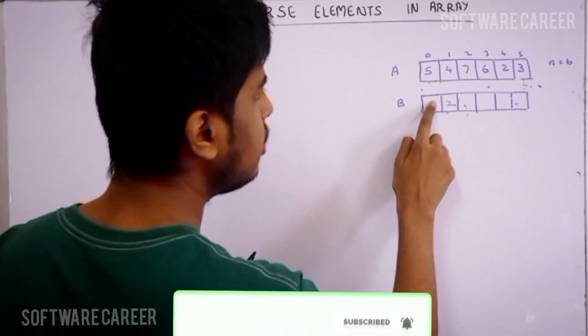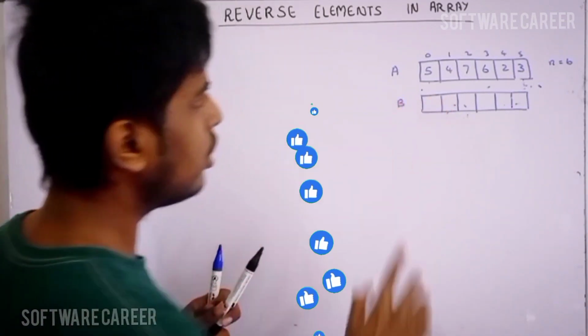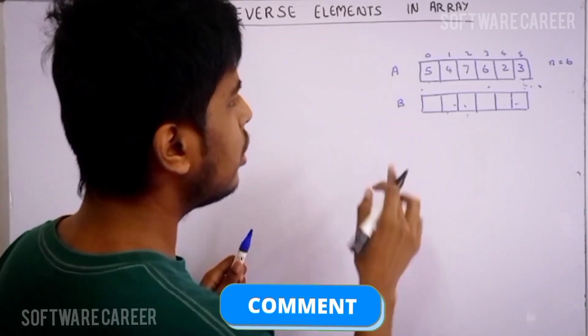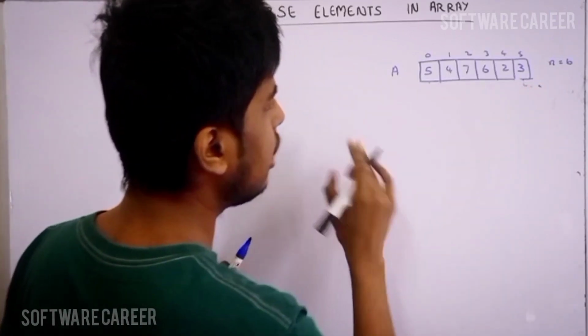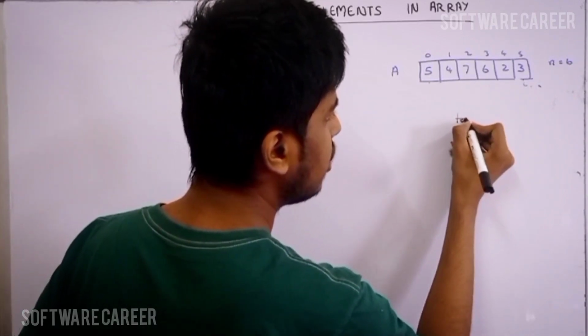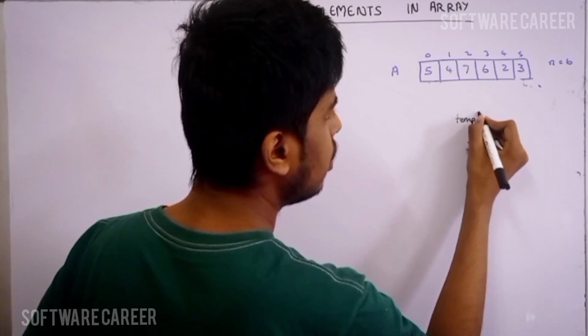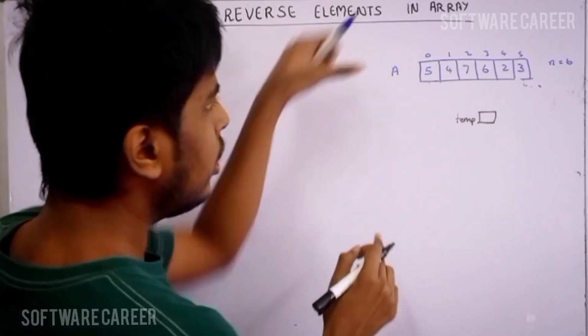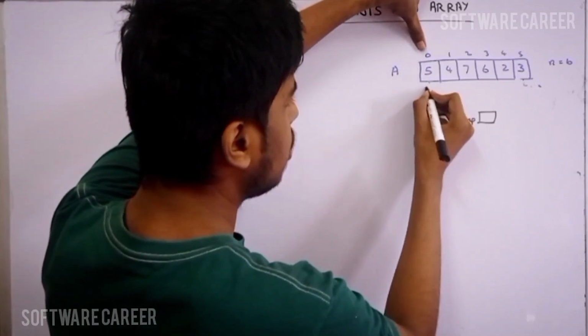Now the next method is, suppose you have this array A. Now how will you reverse this array? You will take a temp variable, and see why this temp is needed.